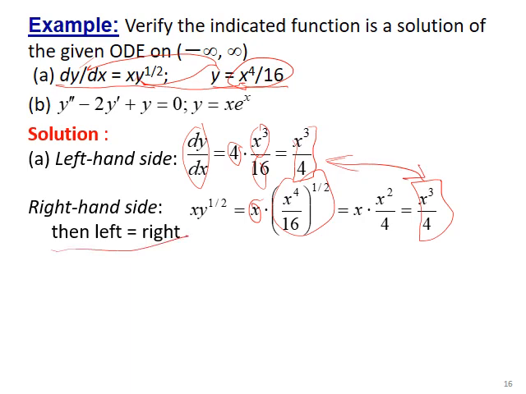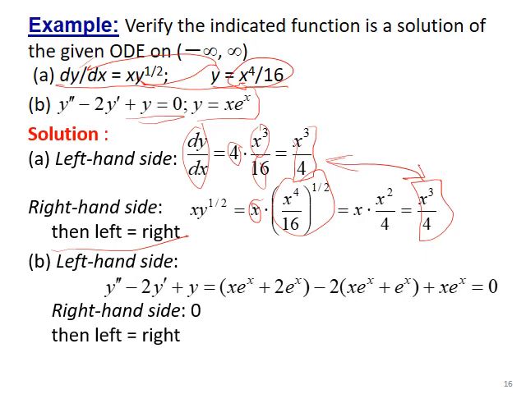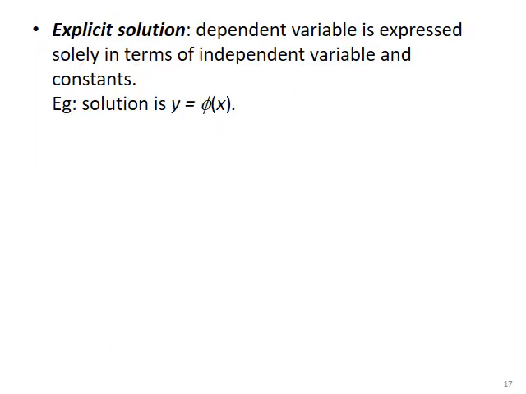Let's take another example. He gave me here a second order differential equation, and he told me that this is the solution. I will substitute for y'' after I differentiate twice, and for y' I differentiate once, and for y, which is already given here, and simplify. When I simplify, I found that the left hand side is also 0. So 0 equals 0. This means that this is a solution.